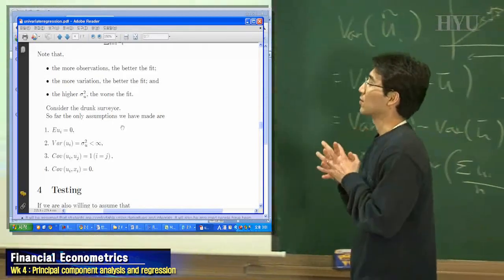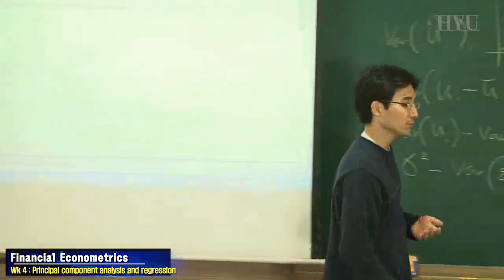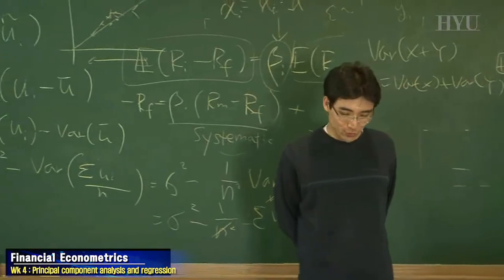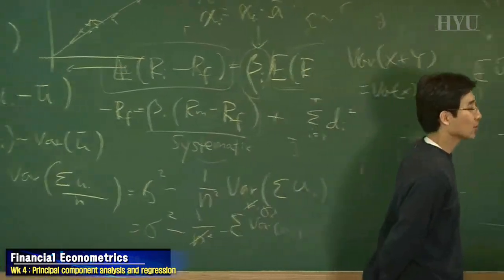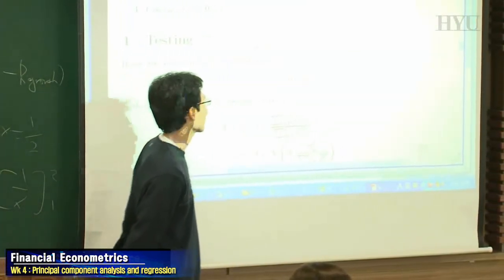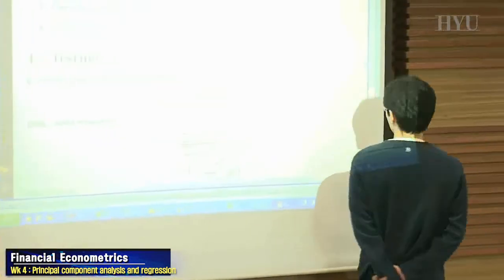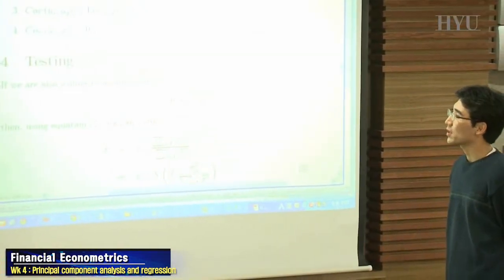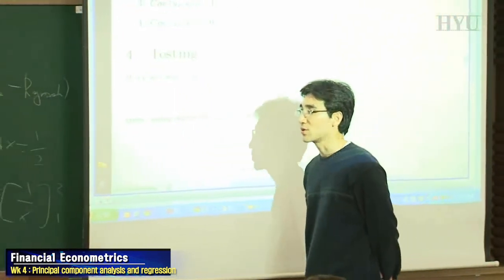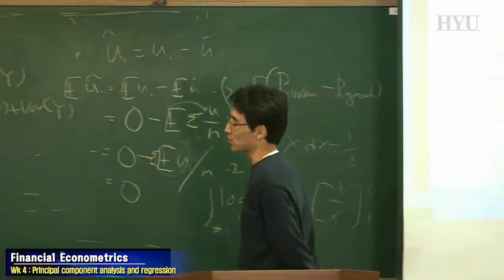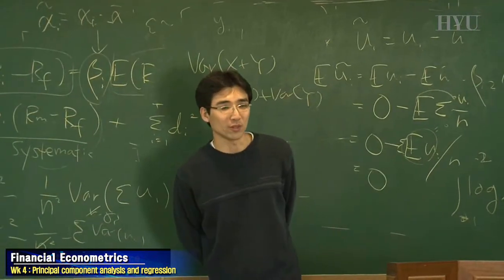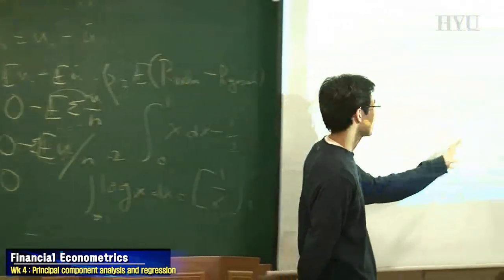Okay. Next, testing. Until now, we didn't make any assumption about this error term besides mean and variance. But from now, let's make an assumption. The error terms are independently identically distributed, and in addition, let's assume that ui is drawn from a normal distribution. So it is a normal distribution from now.